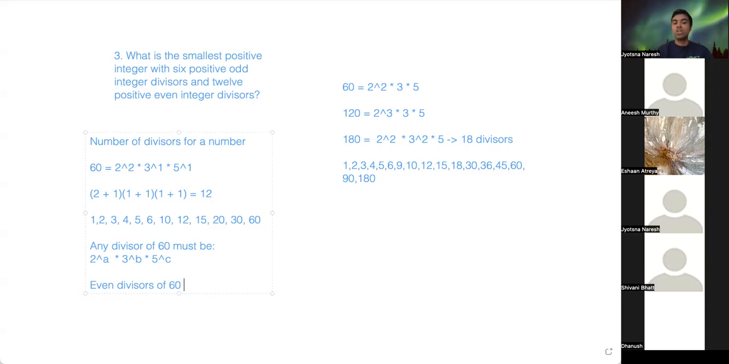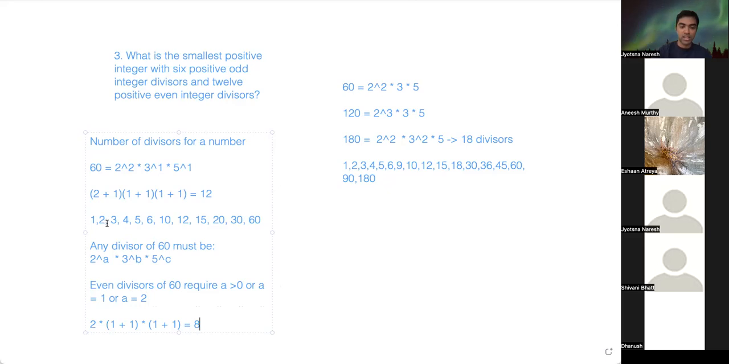There would be no factor of 2. So even divisors of 60 require a to be greater than 0, or a is equal to 1, or a is equal to 2. So what this means is that the number of divisors of 60 that are even are, instead of doing 2 plus 1, we just do 2 because a is 1 or 2, times the exponent for 3 or b could still be 1 plus 1. It could be 0 or 1. The exponent for 5 could still be 1 plus 1. So it's 2 times 2 times 2, which is 8. So there's 8 even divisors.